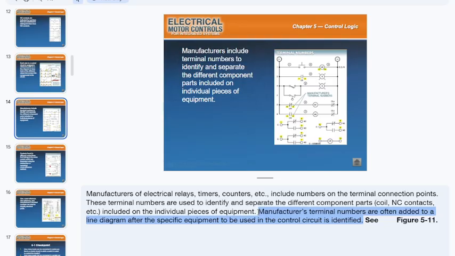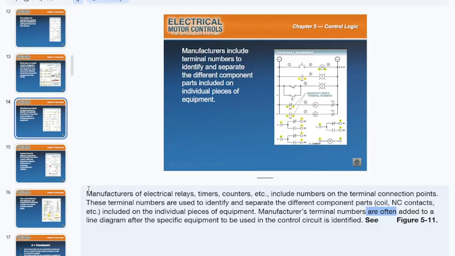Manufacturers of motor control components. What kind of components? Relays, motor starters, solenoids, push buttons, etc. Any kind of part that is going to go on a motor control system has a manufacturer terminal number. It says here they are often, are always, added to the line diagram after specific equipment has been identified.